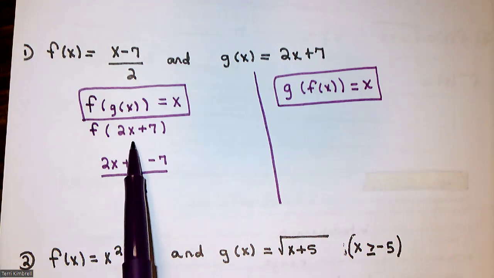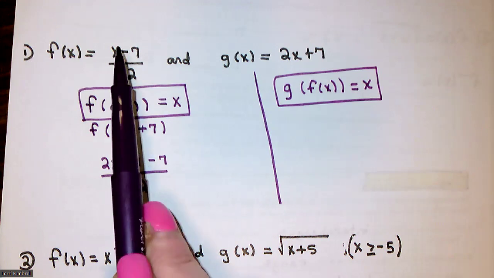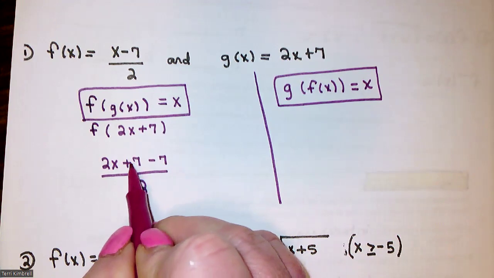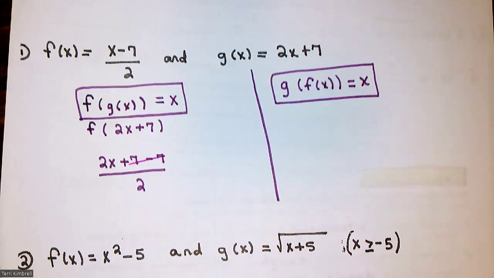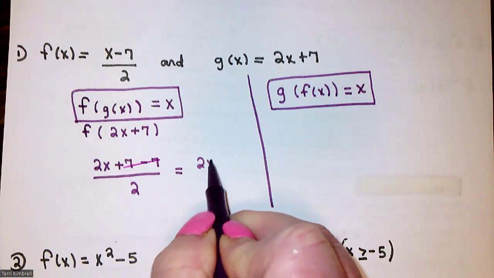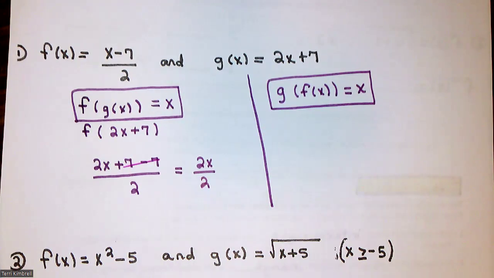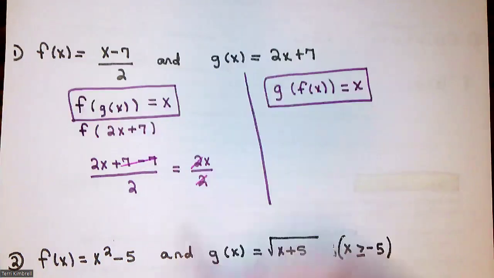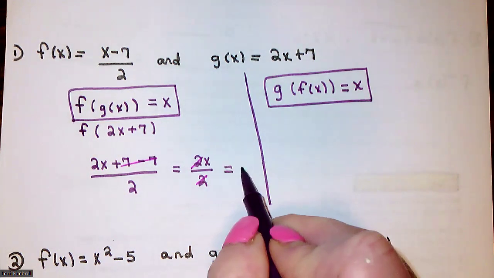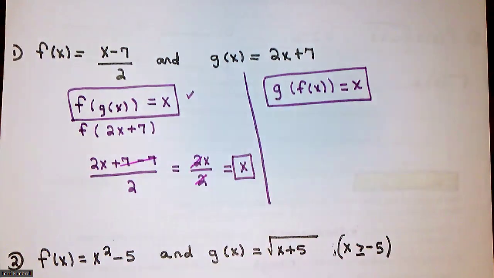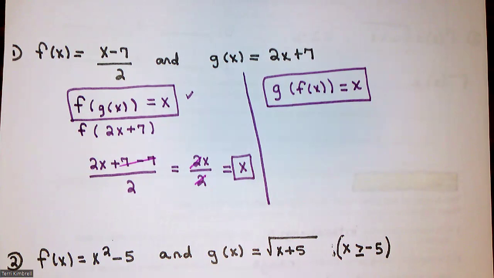So after I have put the 2x plus 7 in place of the x, you're going to see that the 7 and negative 7 undo each other. Then you're going to get the 2x over 2. So you can see here where the multiplication of 2 and the division of 2 are going to cancel each other out to 1. So they undo each other also. And you get x. So this one works. So f of g of x gives us x.